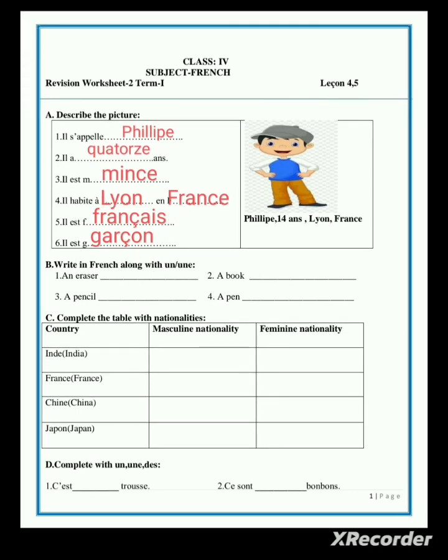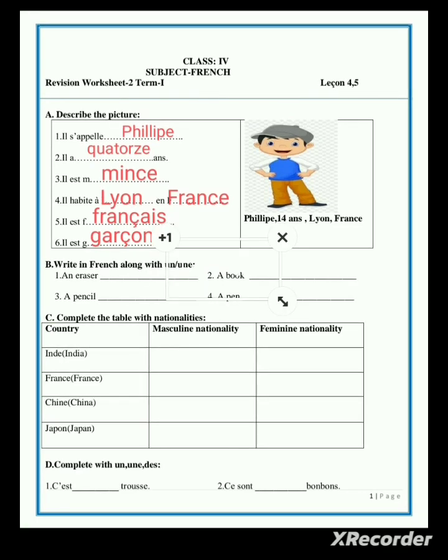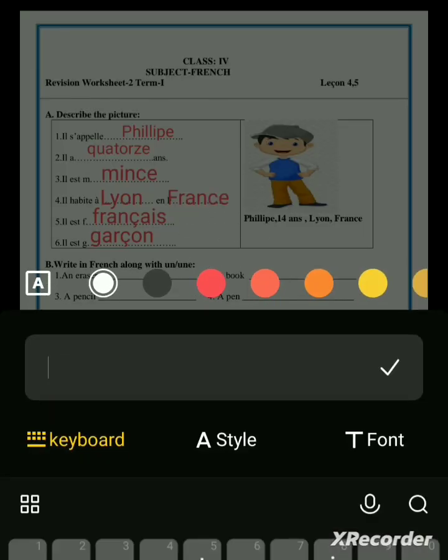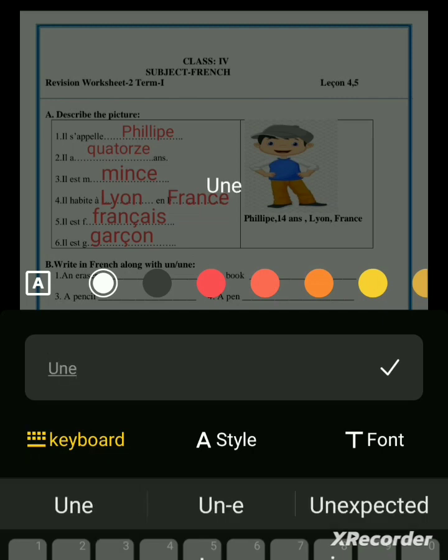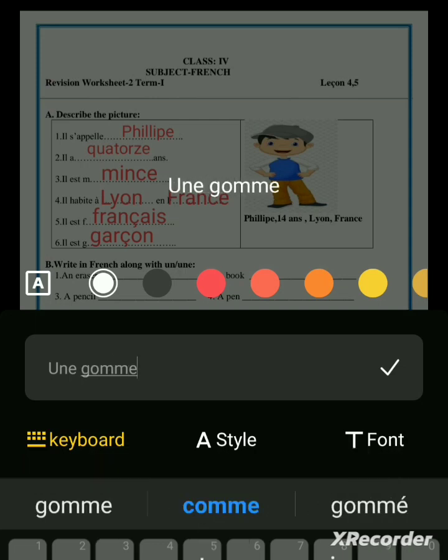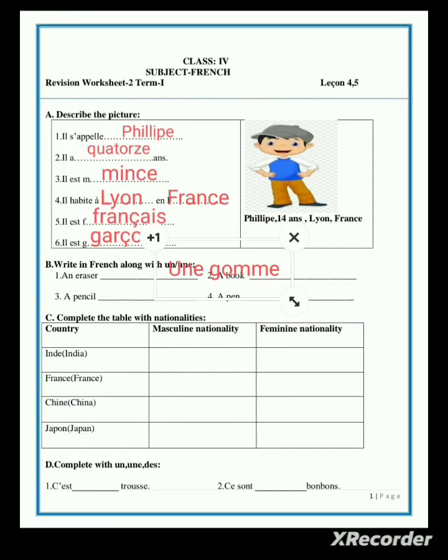So come to the B part. Write in French along with un or une. Un is used with the masculine things and une is used with the feminine things. So you need to learn which word is masculine and feminine. So first is an eraser. So eraser is feminine in nature. So which article I have to use? Une gomme. Gomme is basically eraser, and une I have written because eraser is feminine in French.